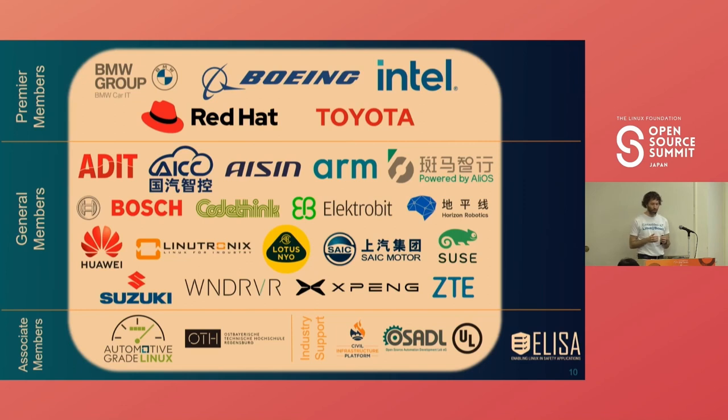We have, of course, Red Hat, Toyota, Intel, BMW group, which are all strong in there, and a large set of general members where a lot of workforce also comes from. You can see from the associate members that we also work with Automotive Grade Linux. We use also the demo, we'll see this later. And we also have industry support. Here we can see the CIP project, for example, which also supports us in the field, saying you can be part of our safety path. You also have the OSADL in there mentioned.